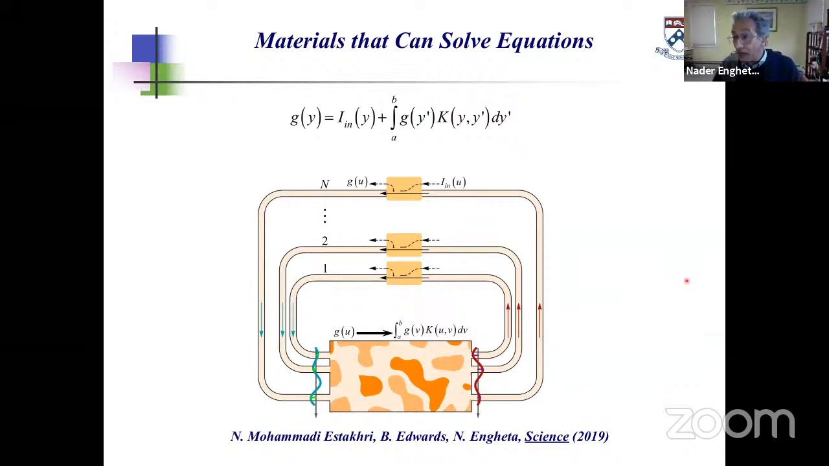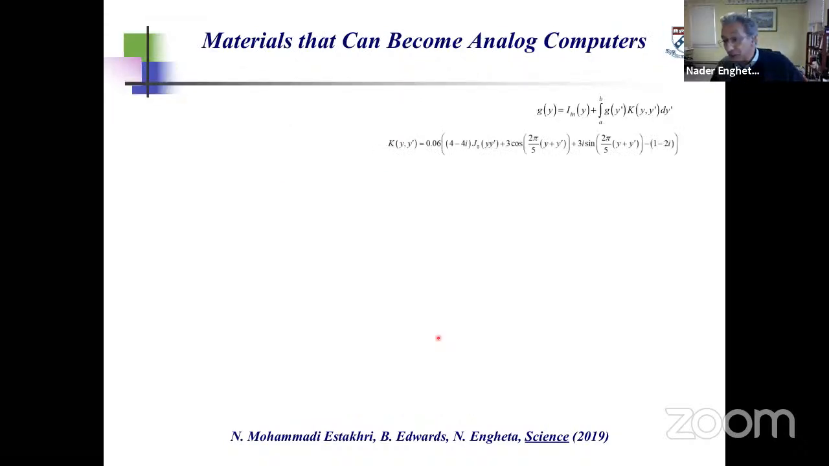So then we decided to study this more thoroughly and try to do the experiment. This is the structure. Now it's got a little bit more sophisticated structure, and we decided to do the experiment on this. In order to do the experiment, we decided to use a kernel that is much harder than the kernel we had before. This kernel that you see over here does not represent any physical phenomena. This is just a mathematical kernel that we chose.